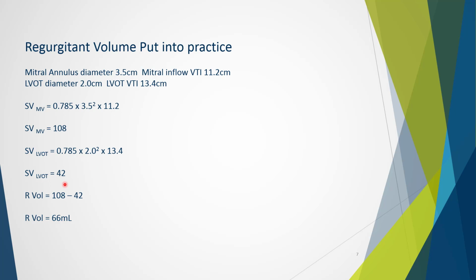of 42. It's simply a derivative of one minus the other, so regurgitant volume is equal to the stroke volume through the incompetent valve minus the stroke volume through the competent valve. So regurgitant volume in this instance here is 66 mLs. Note, in this particular calculation, all units are in centimeters, so no conversions are actually required.